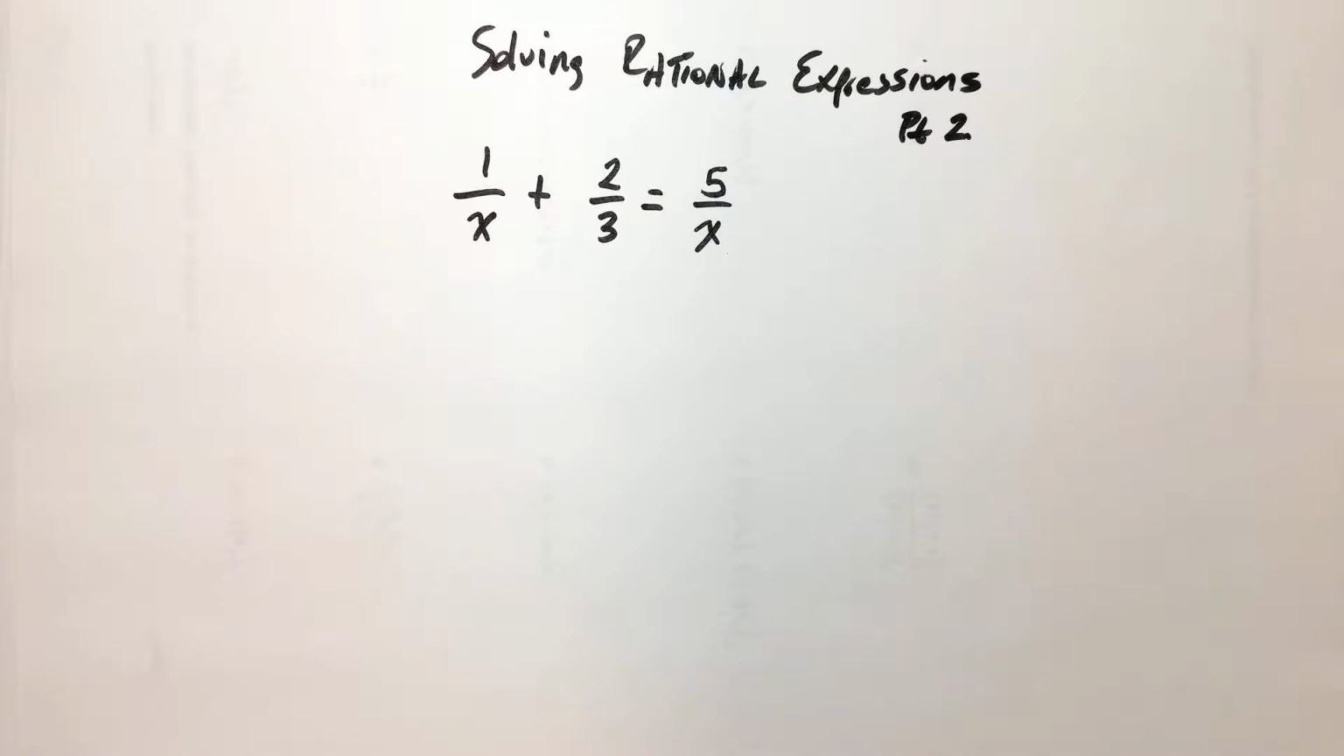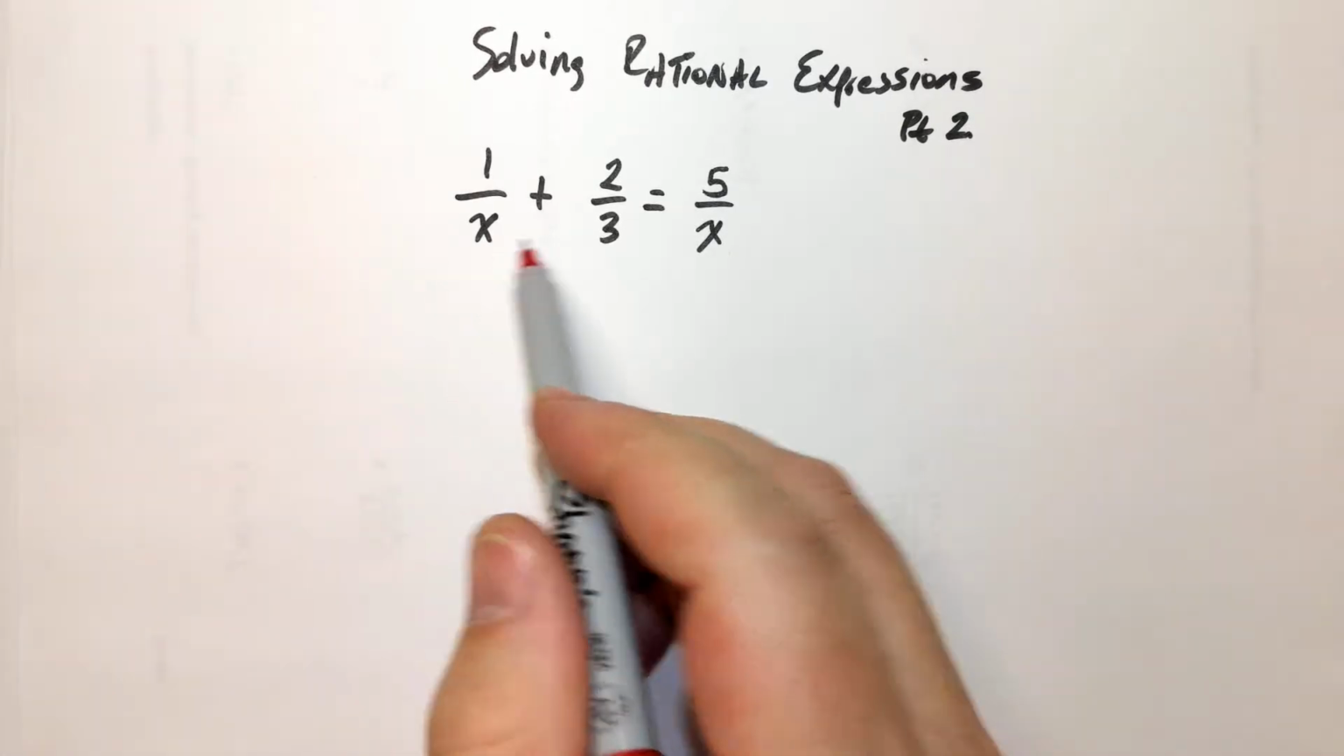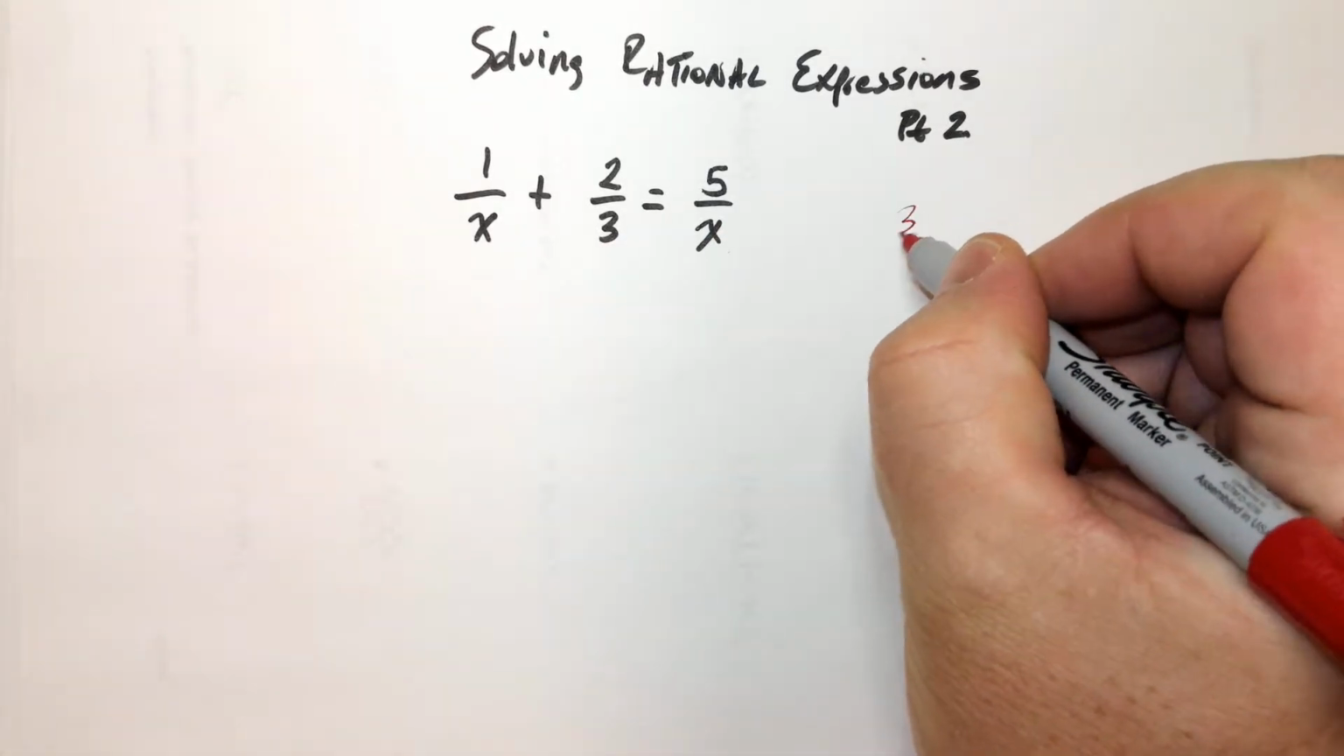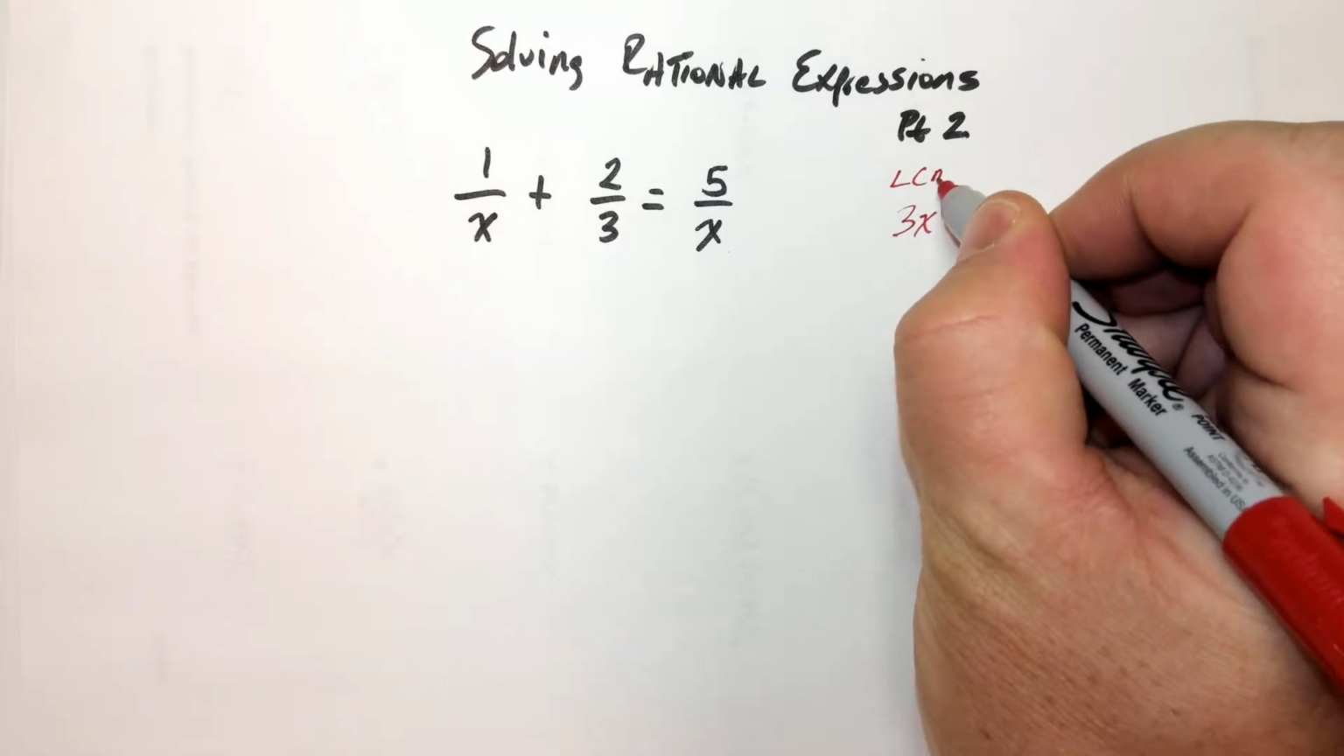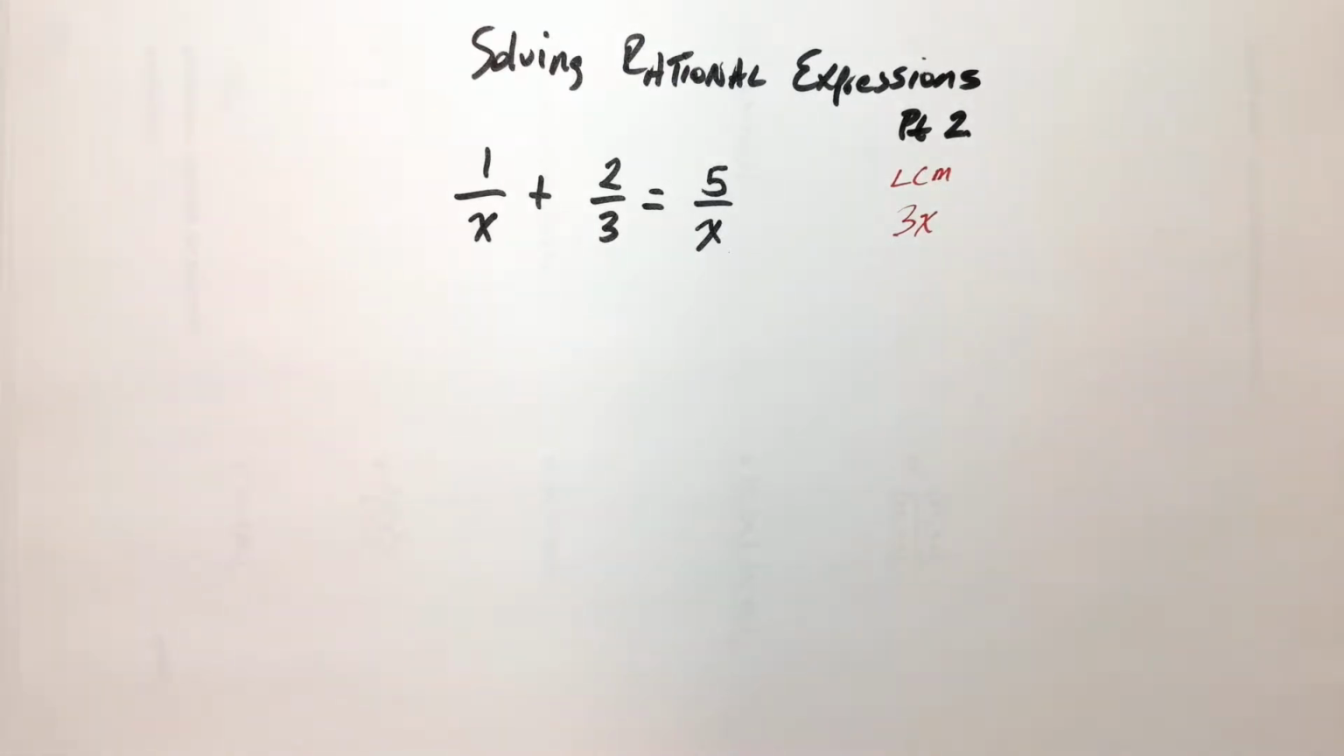So just like last time, we just want to multiply everything by the lowest common multiple of these. So we have x and we have 3. That means the LCM is 3 times x. So we're going to multiply everything by 3 times x.